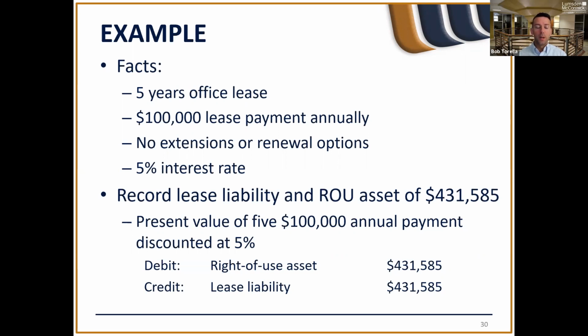Now let's say you had about $15,000 of direct costs. You had to hire a broker and pay some commission and get some specialized equipment or something of that nature. You would add that to your right of use asset when you initially record it. So now your right of use asset would be $446,000. Lease liability is still at $431,000, and your other credit in this entry would be to the cash actually paid to the broker.